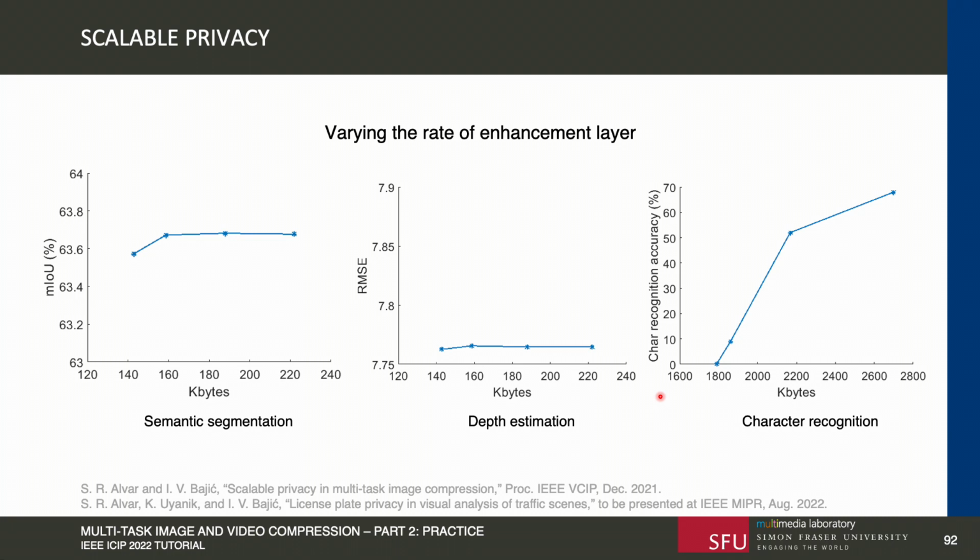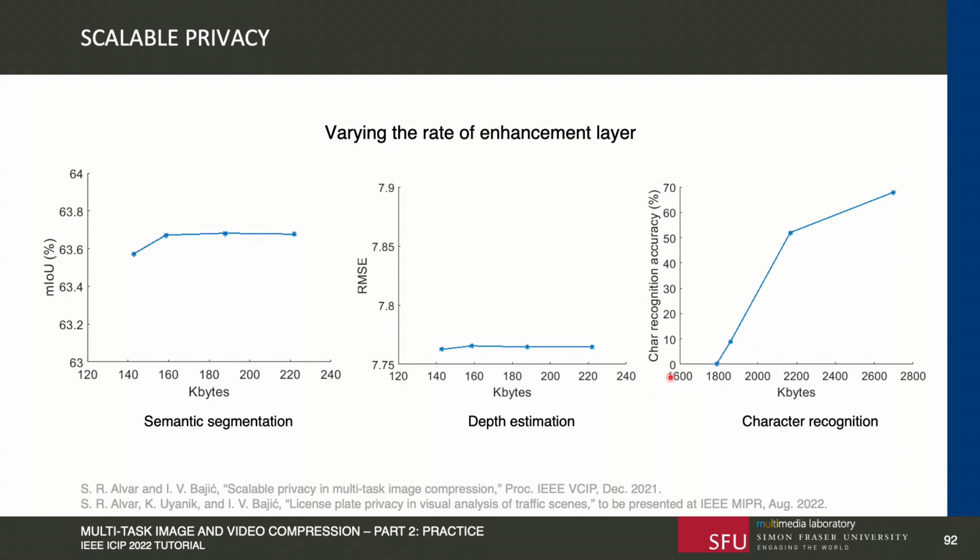So these images represent traffic scenes, and in some of them license plates are visible, and so we can consider this task of recognizing characters in a license plate as being a private task, and so it makes sense to examine quantitatively the accuracy of character recognition as the enhancement layer compression varies.